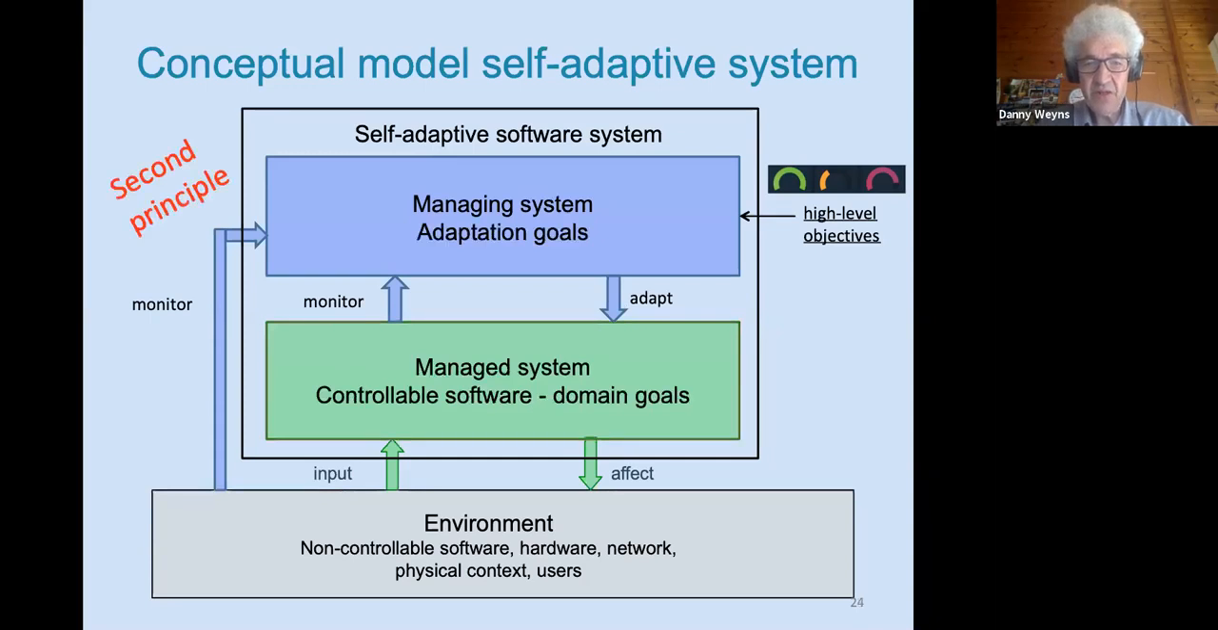So basically, this represents the second principle. The system consists internally of two parts: a managed system that is controllable, that deals with domain concerns or domain goals, and on top of that, a managing system that deals with adaptation goals.